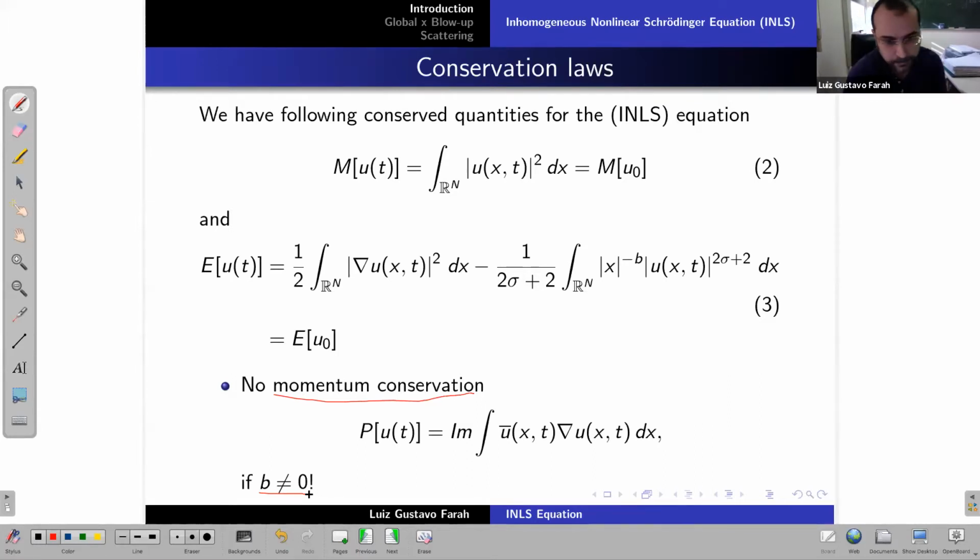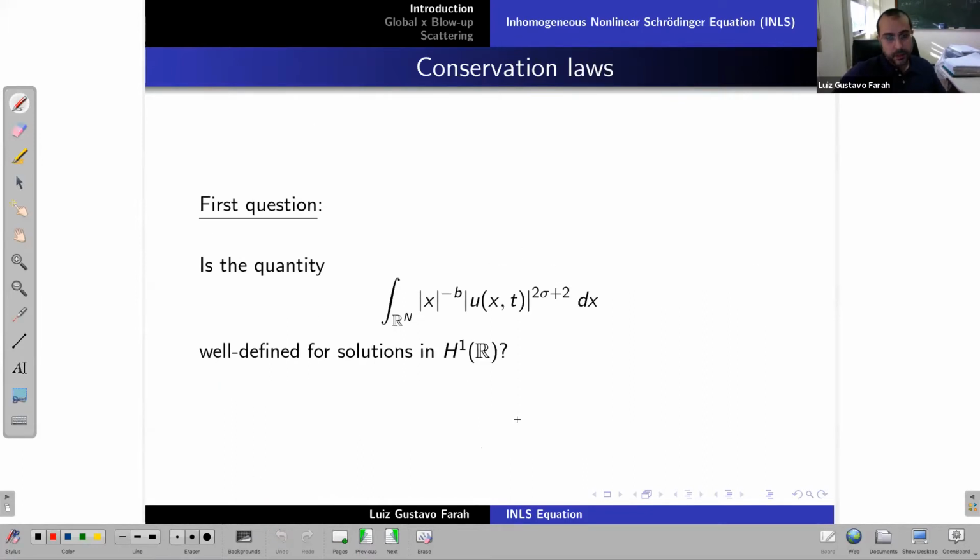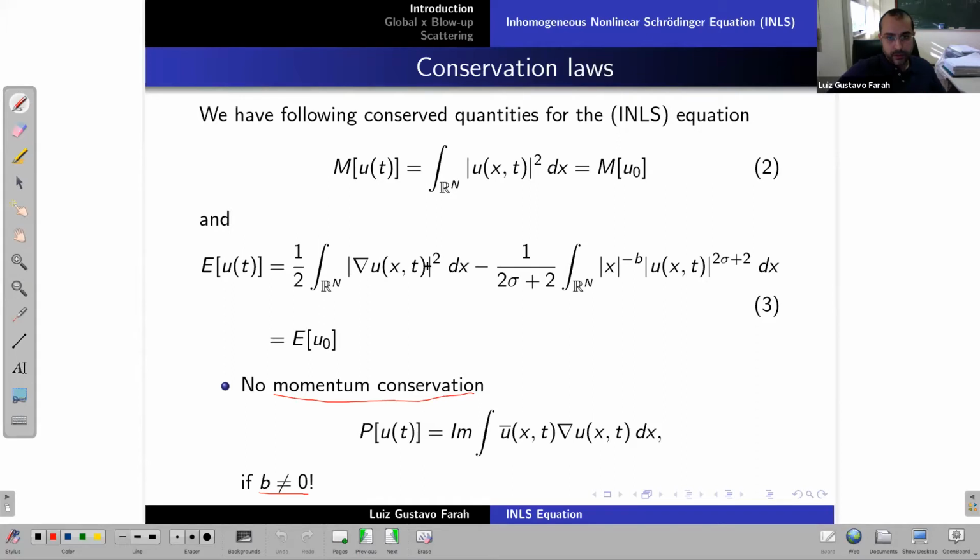So you showed how to overcome this difficulty when we don't have this conservation available for the INLS equation, right? The homogeneous version. Very good. So before we go on, we are interested in solutions in H1, right? We are always in H1 in this talk, and we want to investigate if this quantity here, the energy, is well defined for functions in H1. If you have a function u(t) in H1, can you say that this integral here is finite? This is the first question, right?